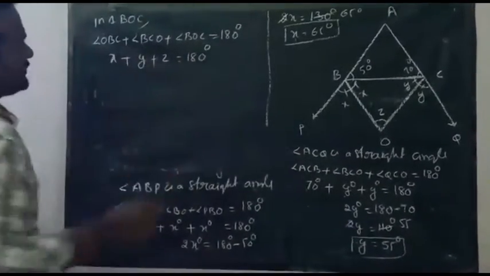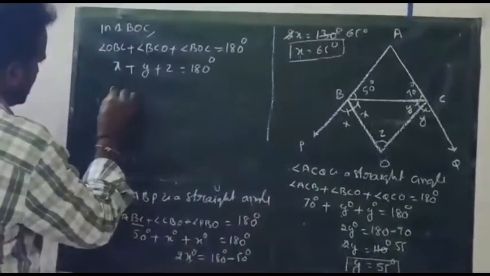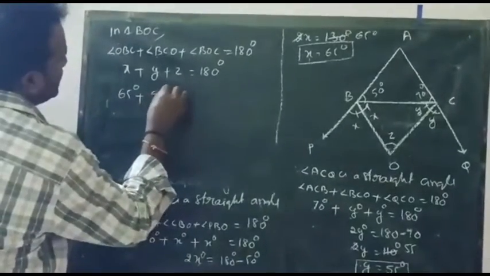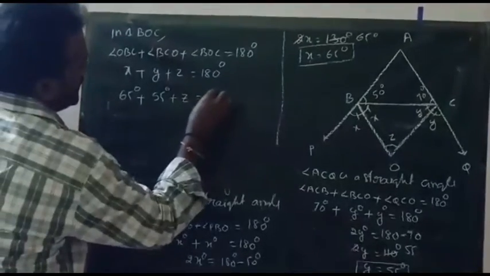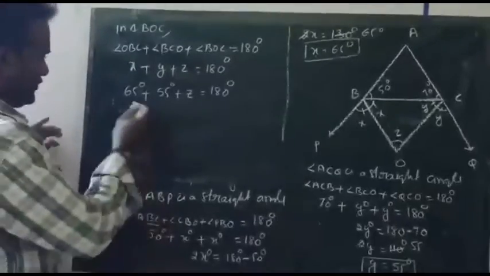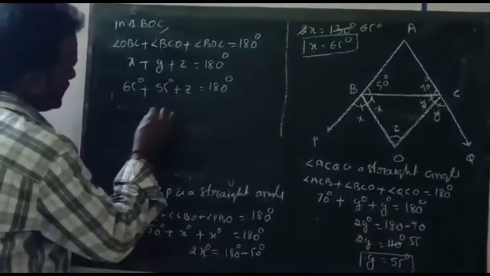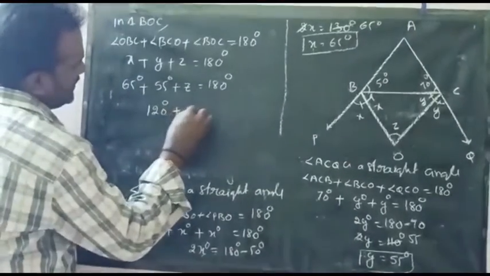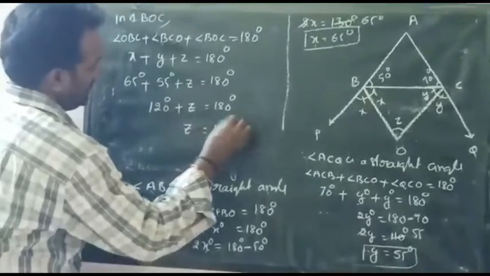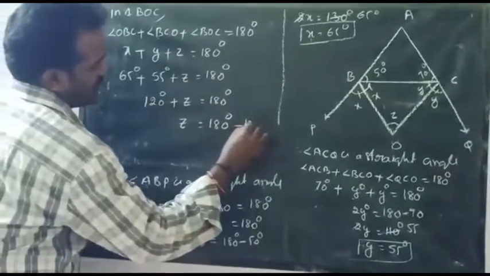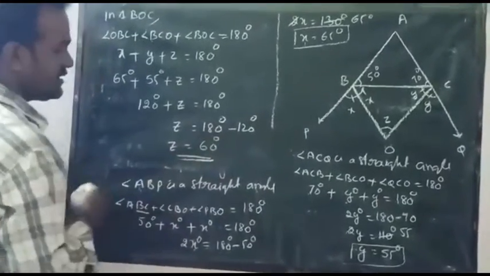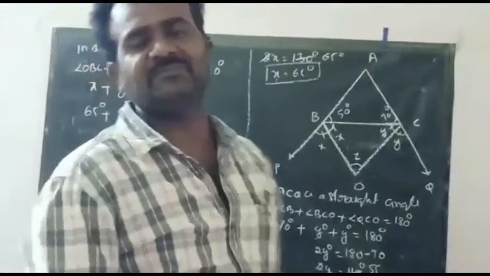What is the value of x? X is equal to 65 degrees, plus what is the value of y? Y is equal to 55 degrees, plus z is equal to 180 degrees. 65 degrees plus 55 degrees, what is the value? 120 degrees. Okay, that is 120 degrees plus z is equal to 180 degrees. So z is equal to 180 degrees minus 120 degrees. So z is equal to 60 degrees. Therefore z is equal to 60.